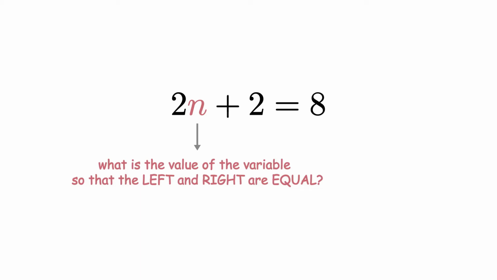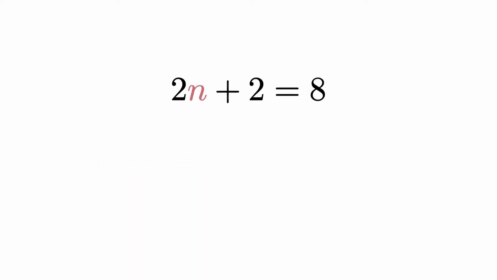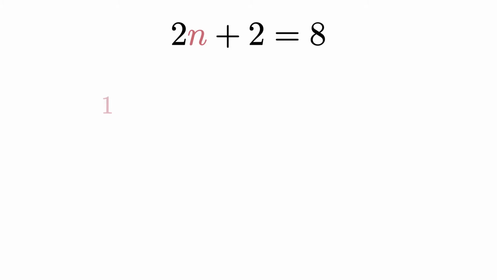And this process of finding what that value is is what we call finding the solution or the solutions of the equation. So to figure out what n has to be to make both the left and right sides equal to each other, what we're going to do is plug in the following, which is 1, 2, and 3. So let's start with 1. Let's plug in 1 into our equation.